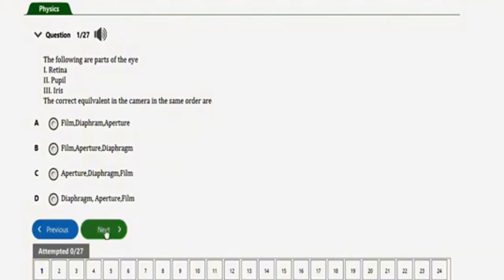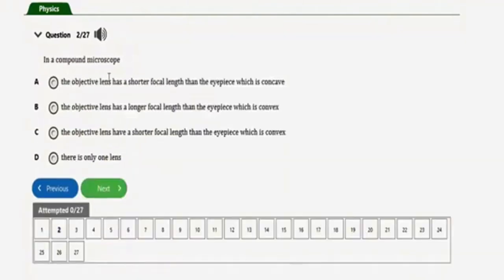Okay, the next question says, in a compound microscope, the objective lens has a shorter focal length than the eyepiece, which is concave. No. The objective lens has a longer focal length than the eyepiece, which is convex. No. The objective lens has a shorter focal length than the eyepiece, which is convex. Correct. So the right option here is option C, the objective lens has a shorter focal length than the eyepiece, which is convex.